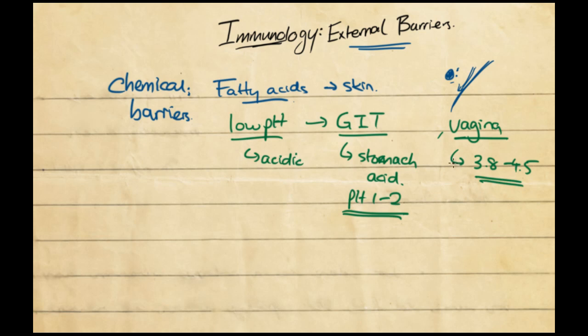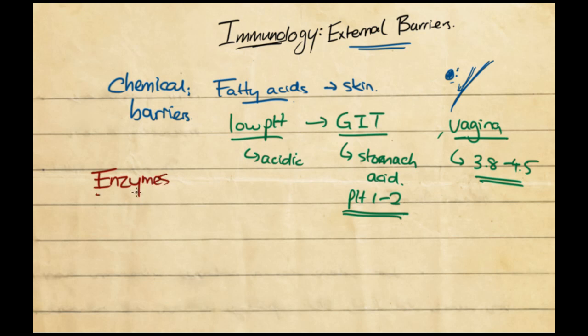And basically the reason for having quite acidic environments is to ensure that the conditions are not optimal for a lot of bacteria to replicate or survive. Now, if this changes, obviously, then certain bacteria will be able to thrive in place of the normal bacteria that is present. Another chemical barrier that we have in our body are enzymes.